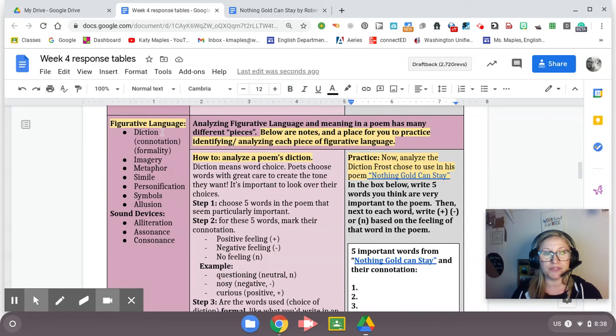All right, so figurative language, we're first going to look at diction, okay? The word diction means word choice. Poets choose words with great care to create the tone that they want. It's important to look over their choices, okay? So when we analyze diction, what I would like you to do is to choose 5 words in the poem that seem particularly important. And for those 5 words, mark their connotation. So does it have a positive feel, plus, a negative feel to it, minus, or no feeling at all, neutral, N. So let's go back to the poem.